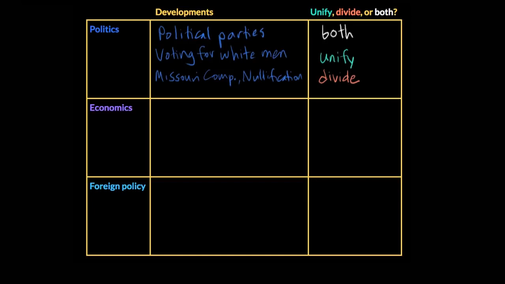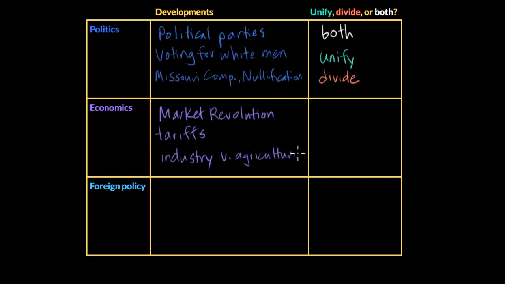Okay, on to economics. Major developments in this time period include the market revolution, the controversy over tariffs, and the increasing separation between the economies of the industrial North and the agricultural South. Of these, I would say that separate economic systems definitely promoted or divided regional identity. The controversy over tariffs also promoted divisions, in that Southern plantation owners thought that tariffs gave advantage to Northern manufacturers at their expense. The market revolution is a bit tricky to categorize.